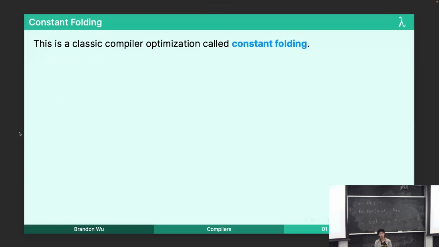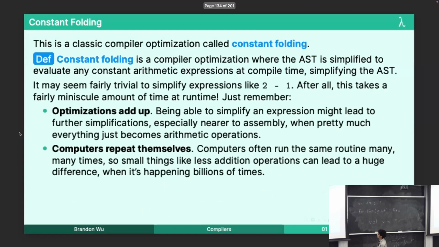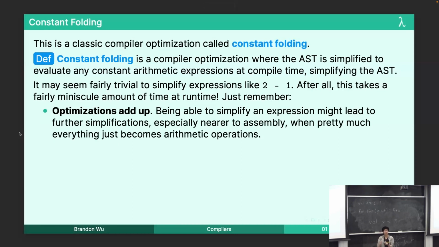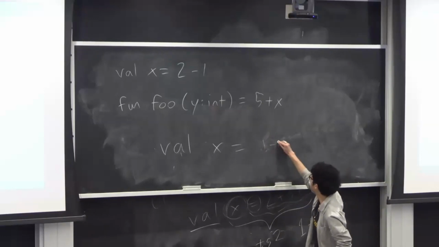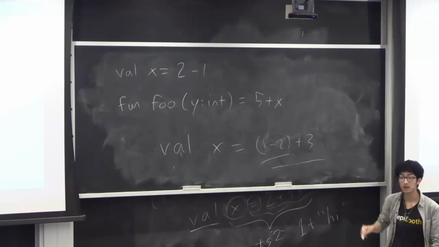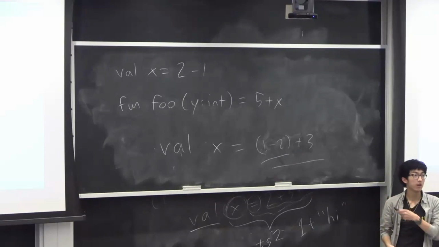It's called constant folding. I'm going to write a recursive function on a tree. Okay, I have a lot to say here. The point I was going to make was, why should we simplify 2 minus 1? Because you might say it takes constant time, which is actually a good answer in this course. But in the real world, optimizations add up. If I can simplify an expression, that might lead me to further simplify expressions. Like if I can simplify 1 minus 2 plus 3, then now I can simplify this. It doesn't matter so much at the source text level, but at the assembly level, this stuff adds up.